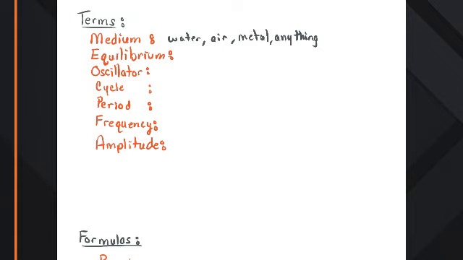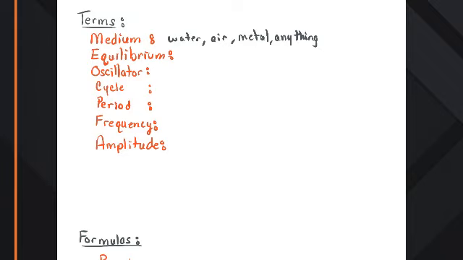Now, there are some waves that do not require a medium, and that would be, let's say, electromagnetic waves. You don't have to have a medium, a material in outer space, for sunlight to travel through outer space from the sun to the earth. All right, so waves that require a medium, those would be mechanical waves. And those are the ones that we're going to talk about for the most part today.